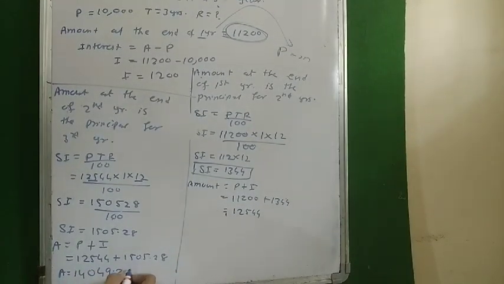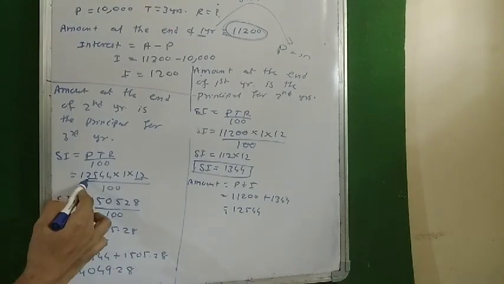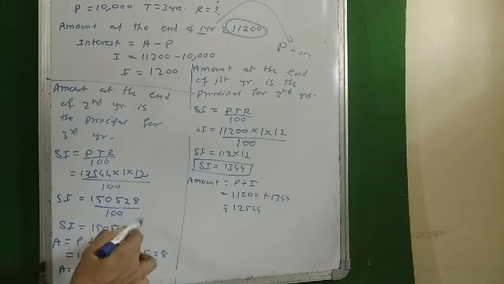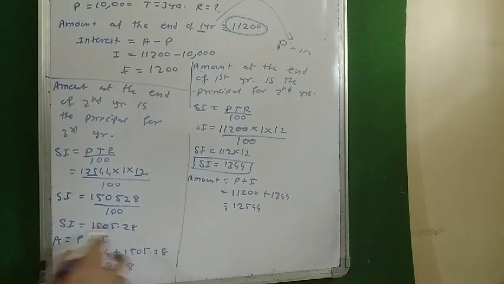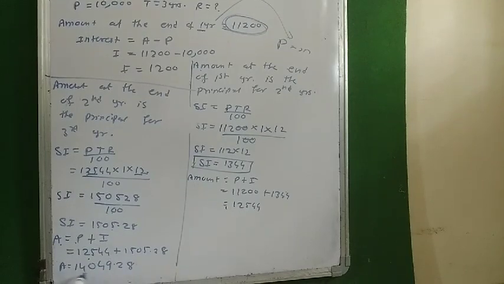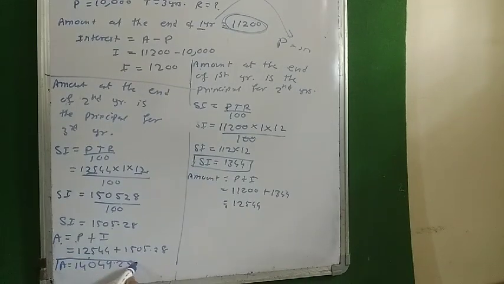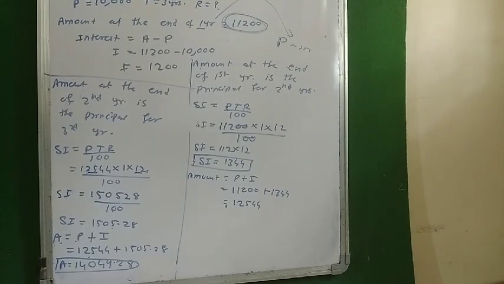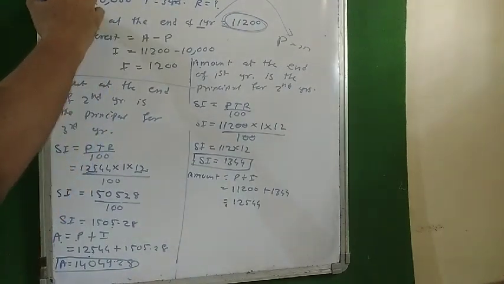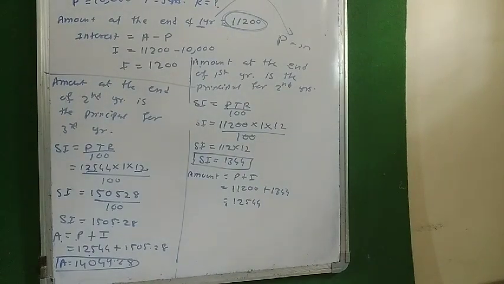Okay, see, when I am multiplying this by this, I am getting 150528. When I divide by 100, we will shift 2 points. This is the simple interest. Then what is the amount? Amount is principal plus this interest. So this is the amount, 14049.28. So this is the amount after the end of third year. And yes, that was the last question of the third part.